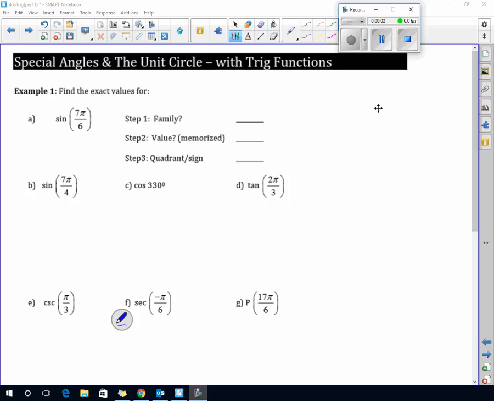Values of all 6? Oh my gosh, you guys are so, woo.